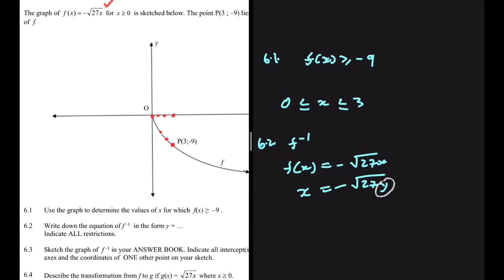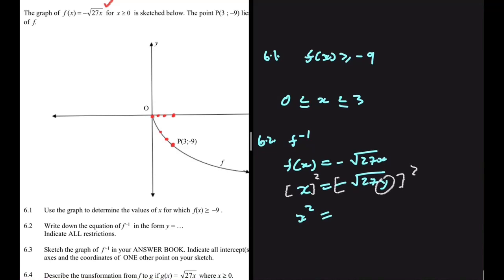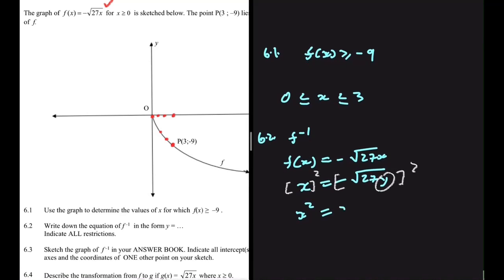So what can we do here at this point? We can square both sides, right? So let's go ahead and do that. x squared is just x squared, and on the other hand, minus the square root of 27y, squared, will be positive, and we're going to lose the square root on the square root of 27y. We're going to be left with 27y.